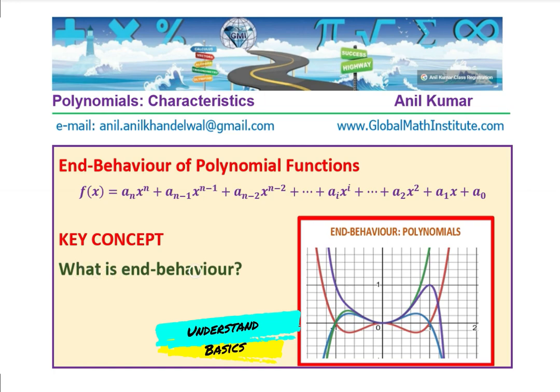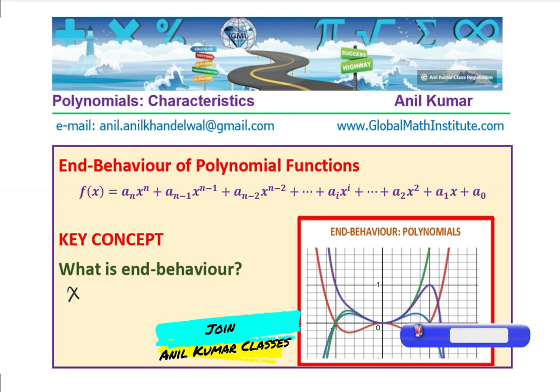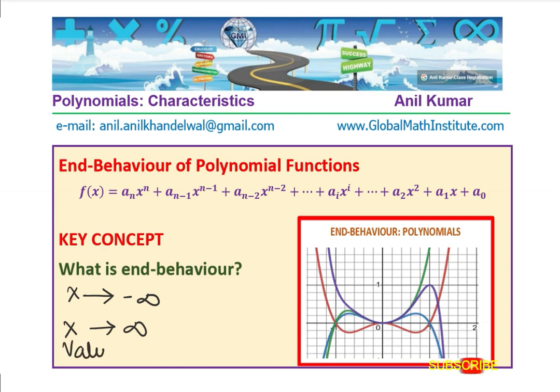So what is end behavior? End behavior is what happens when x value is very large. When x value is approaching negative infinity or x value is approaching a positive infinitely large value. So we're checking the value of function, which is f of x, when x is approaching positive or negative infinity. That is what the end behavior is.